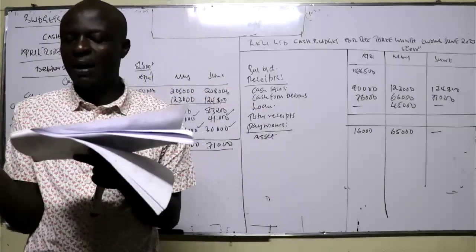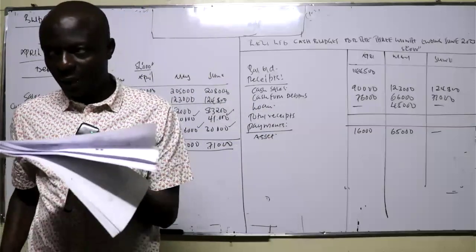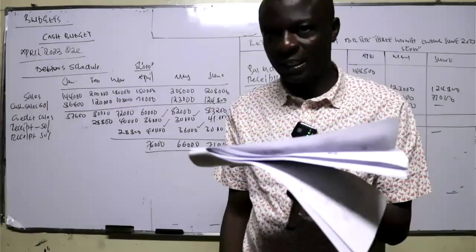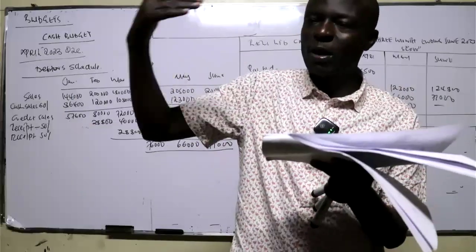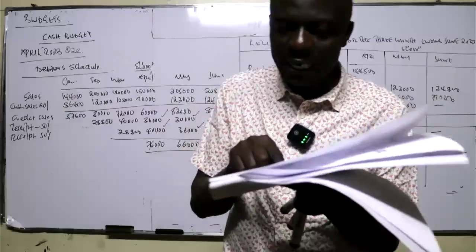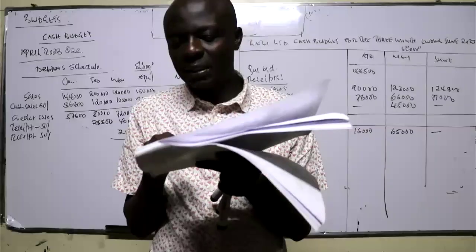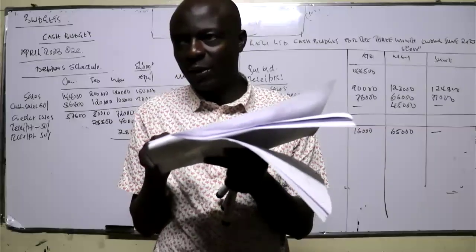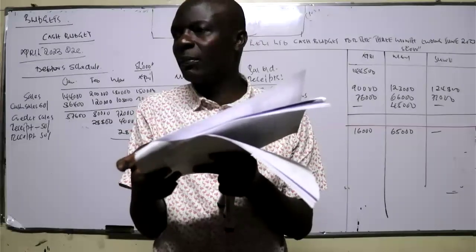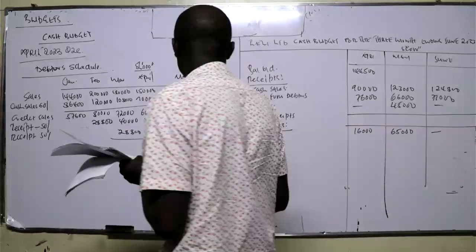You are granted 1 month's credit after the month of purchase. So if you purchase in January, when are you supposed to pay? February, isn't it? Okay, some students have some issues there. Creditors for material purchased are granted 1 month's credit after the month of purchase. If you purchase in January, you clear that balance in February.